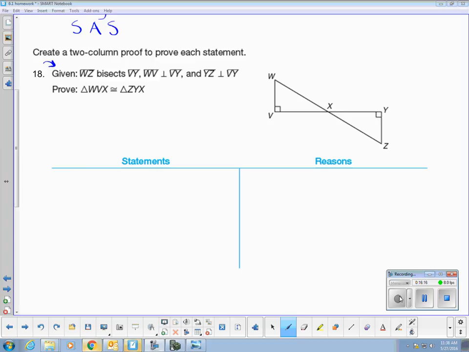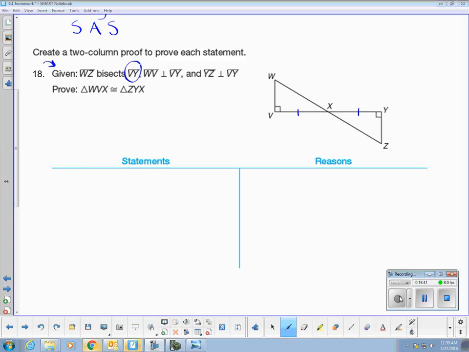So in the given, it says segment WZ bisects segment VY. So the segment that's getting bisected is segment VY. If VY is being bisected, it means it's being cut exactly into 2 equal parts. So I'm going to take a look at segment VY, and I'm going to put a mark here and a mark here to show that it was bisected.